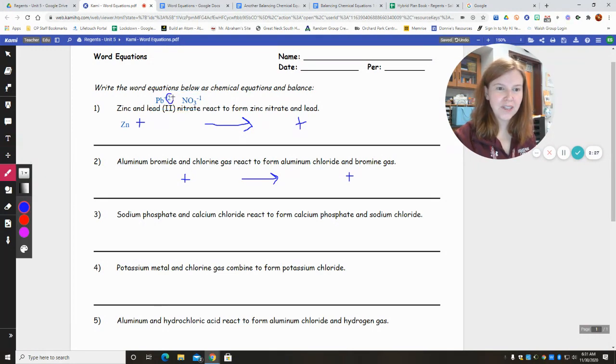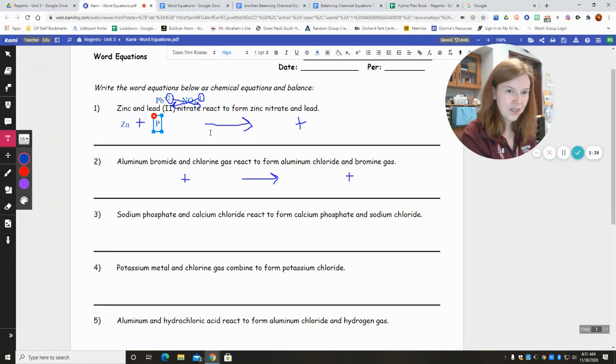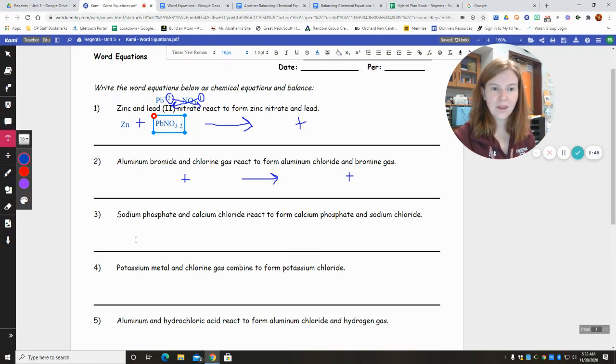The 2 from the lead is going to cross and drop over here. The 1 from the nitrate is going to cross and drop and go there. So if I rewrite that, I would have Pb1, but it's a 1, so I don't have to say it, NO3, 2. Okay. What did I do wrong?